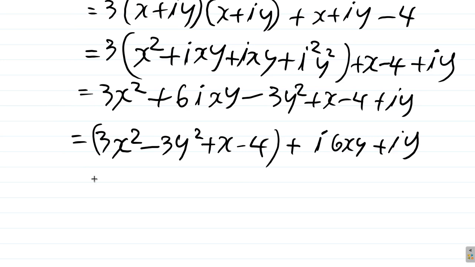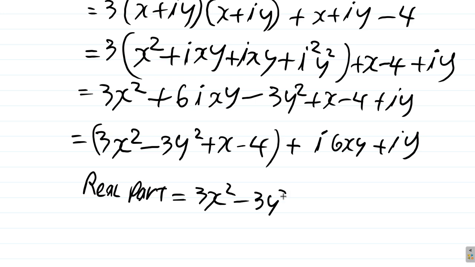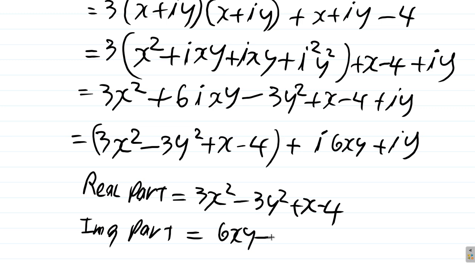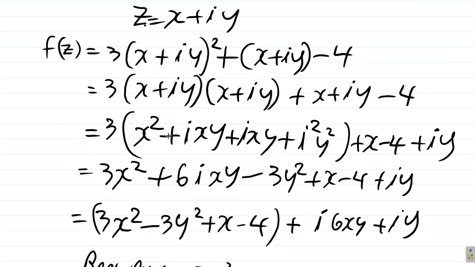So the real part is equal to 3x² − 3y² + x − 4. The imaginary part is equal to, well, if you can factorize this, you get y(6x + 1) inside the bracket. So you have the real part and the imaginary part of f(z).